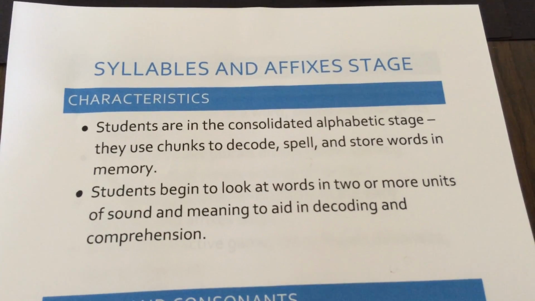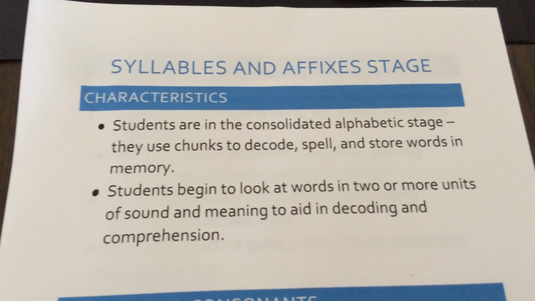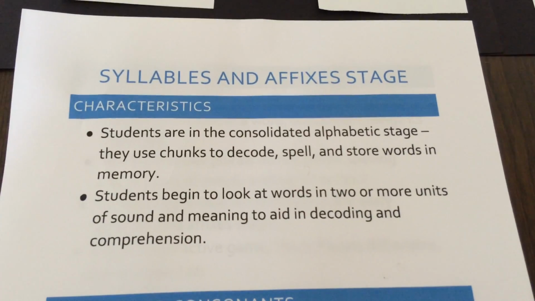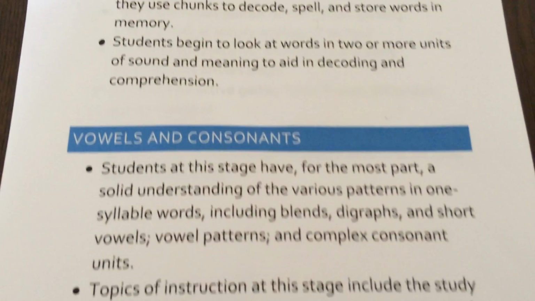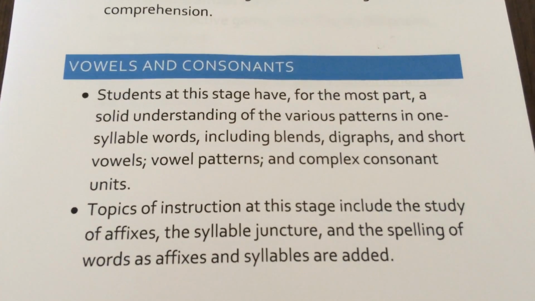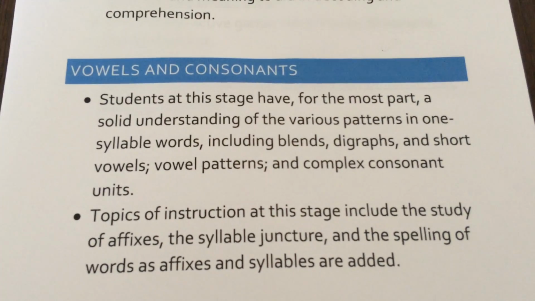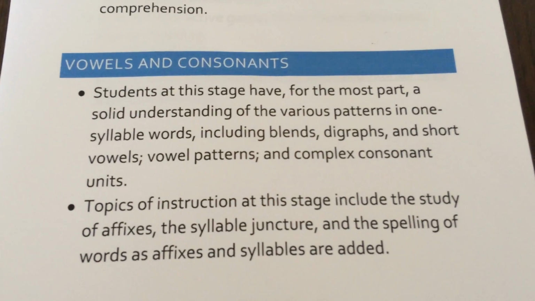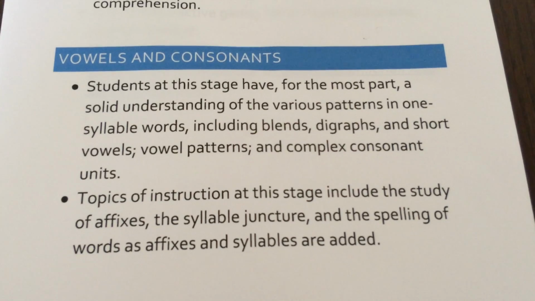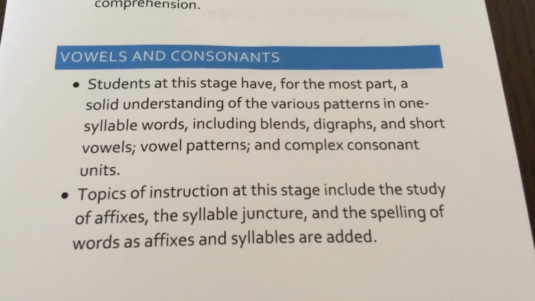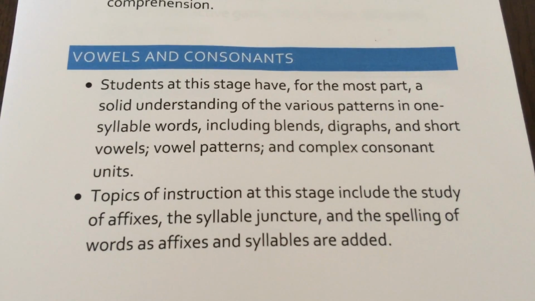Students also begin to look at words in 2 or more units of sound and meaning to aid in decoding and comprehension, so they're no longer going sound by sound when they're looking at a word. In the sense of vowels and consonants, students at this stage have, for the most part, a solid understanding of the various patterns in one-syllable words, including blends, digraphs, and short vowels, vowel patterns, and complex consonant units.